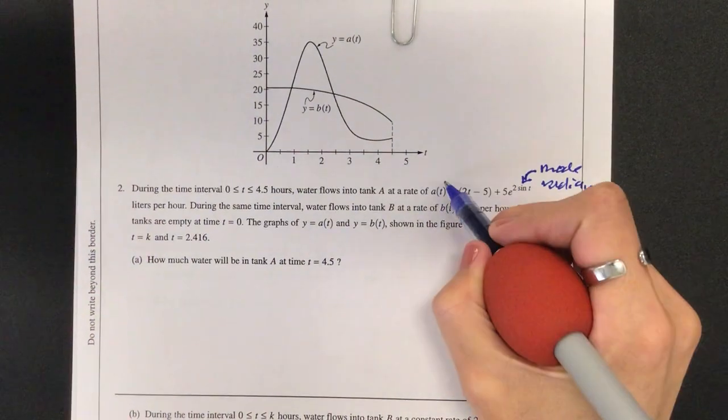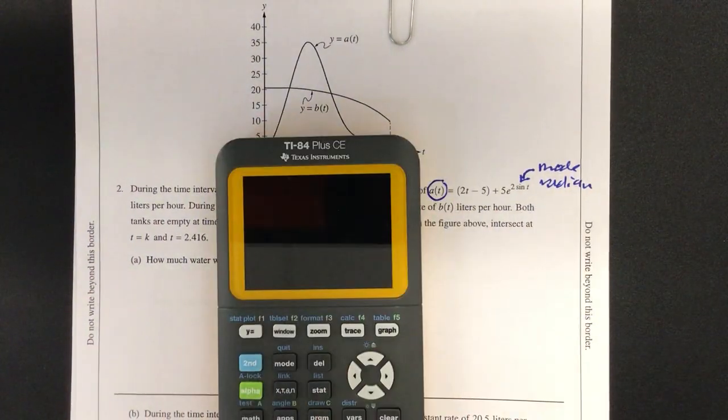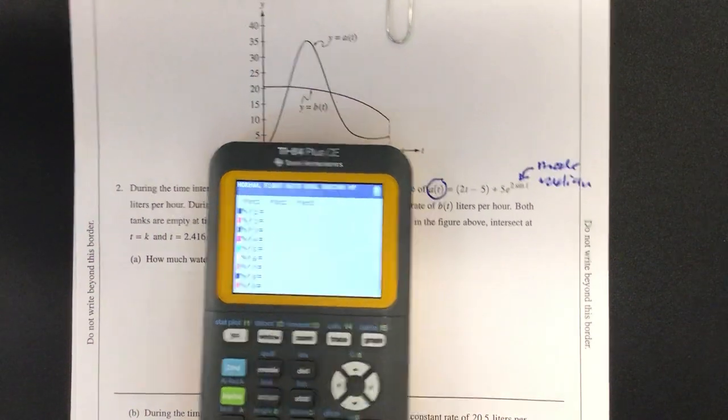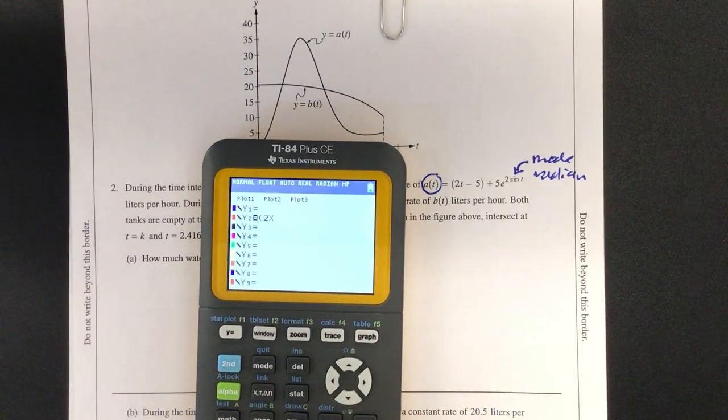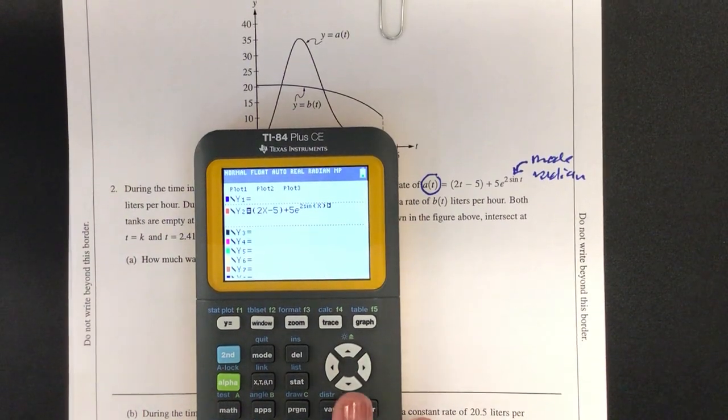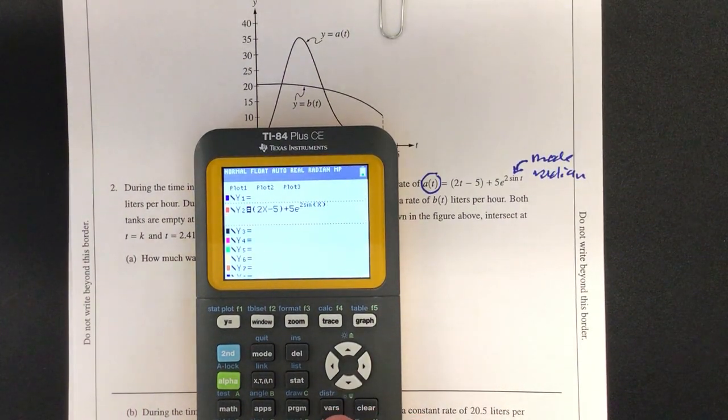So let's type in all of A of t into y2, and we're saving y1 because it's a smart idea. On y2, exactly as you see, but in place of t, you're putting an x. And then we have 5 e to the power of 2 sine of x, exactly as you see, except the t after the sine, it'll automatically populate a parentheses. So anytime I need this equation, we're going to use vars, y-vars, functions, and so on.